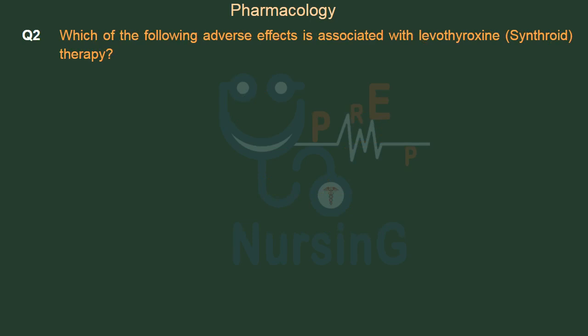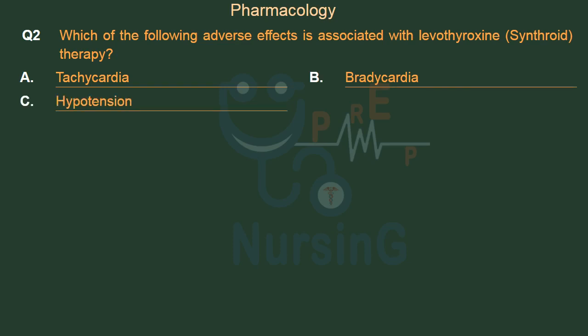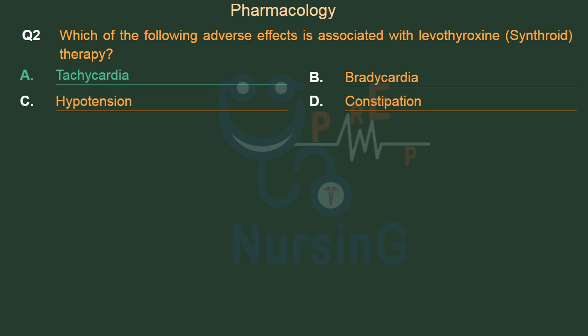Which of the following adverse effects is associated with levothyroxine, Synthroid, therapy? Option A. Tachycardia. Option B. Bradycardia. Option C. Hypotension. Option D. Constipation. Right answer is Option A. Tachycardia.